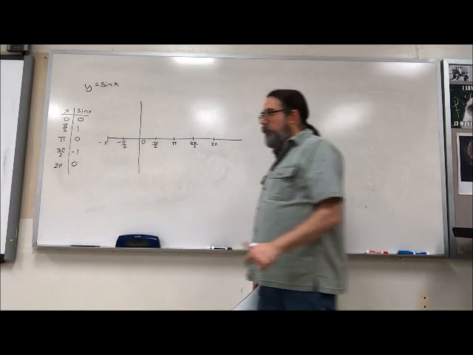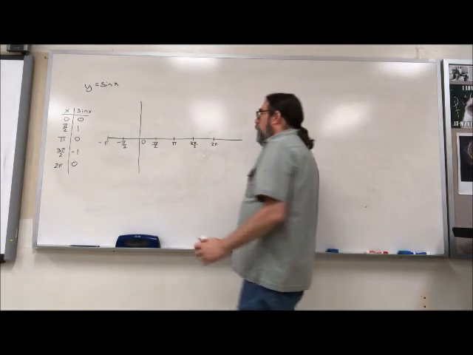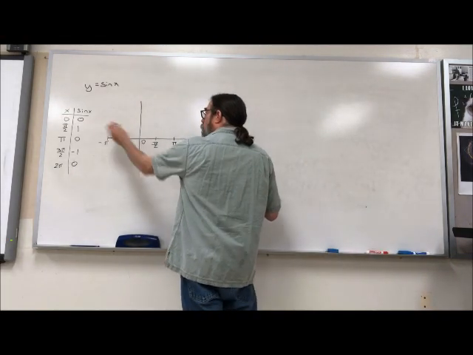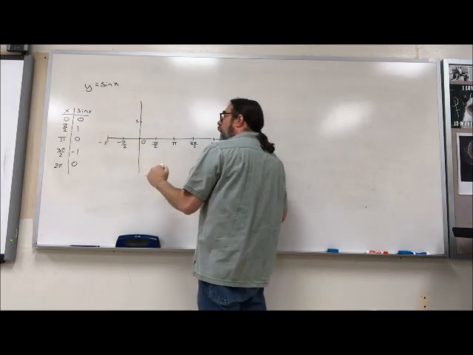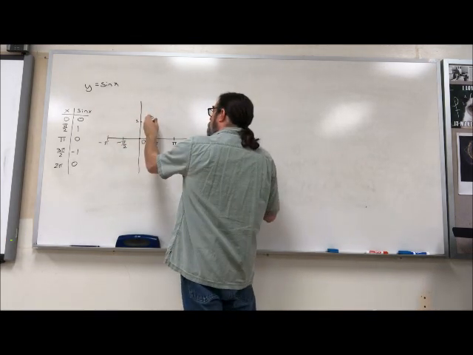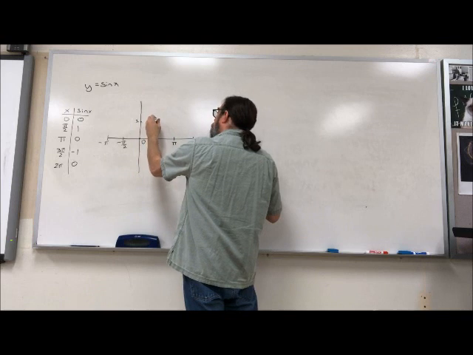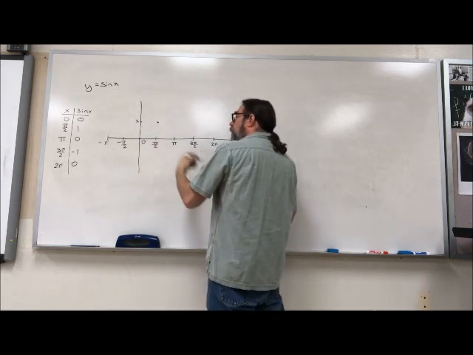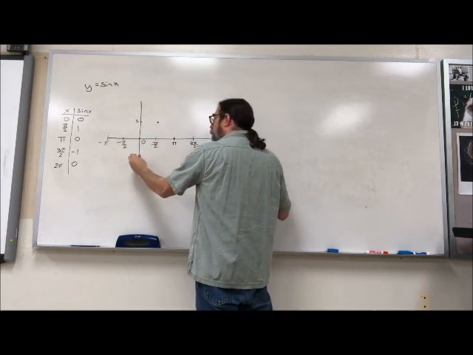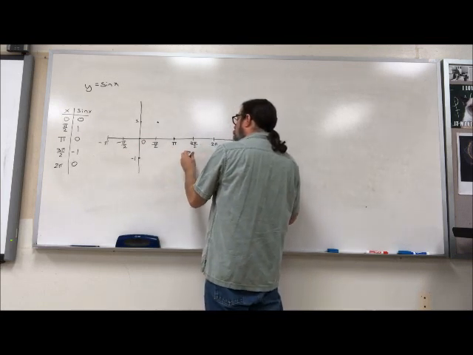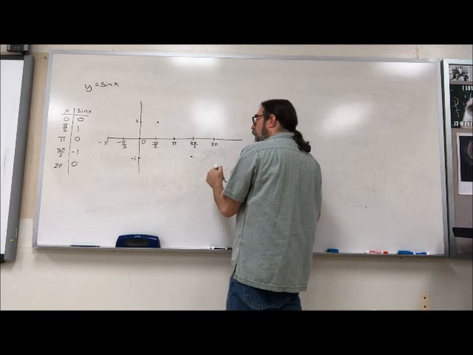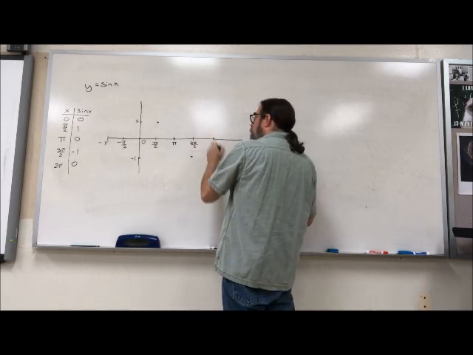So we can put that onto a graph. At 0, our sine is 0. We make this 1. At pi over 2, the sine of pi over 2 is 1, so it comes up here. And then at pi, it's 0 again. And then at 3 pi over 2, it's negative 1. And then at 2 pi, it's back to 0.